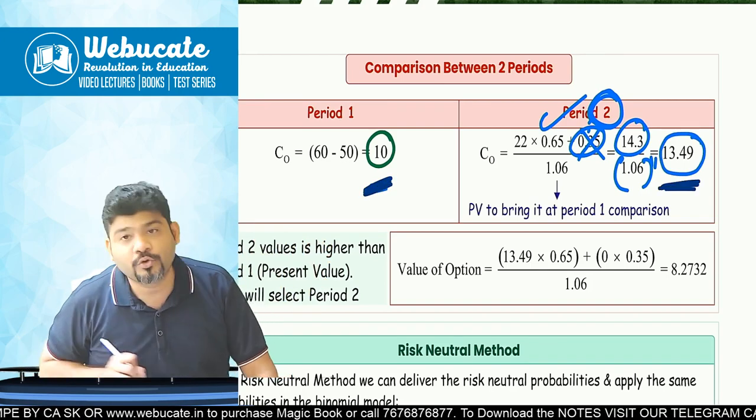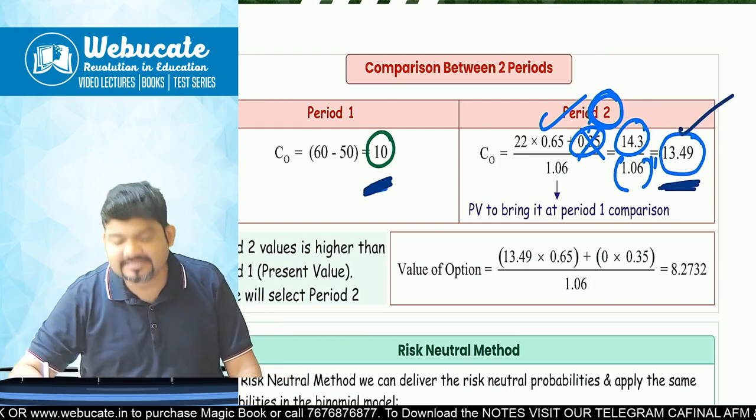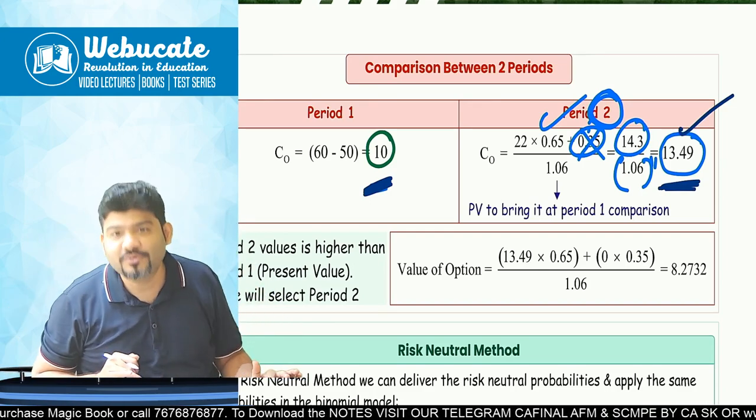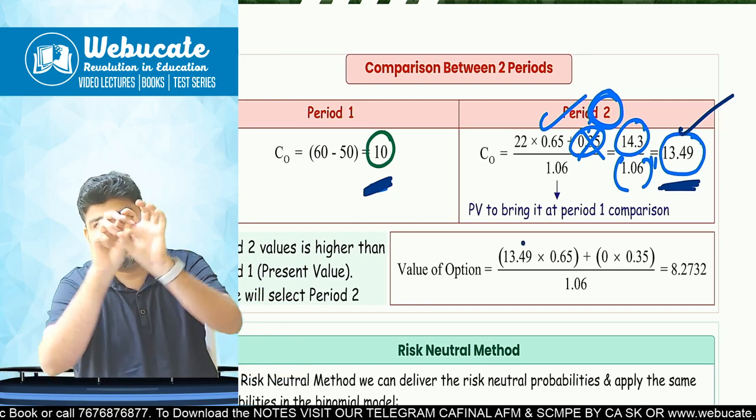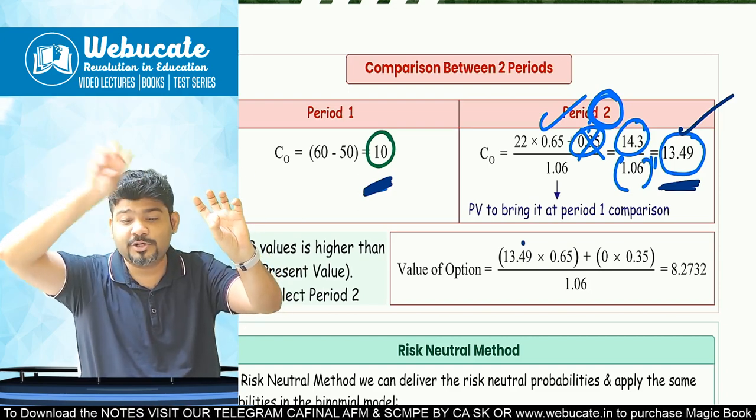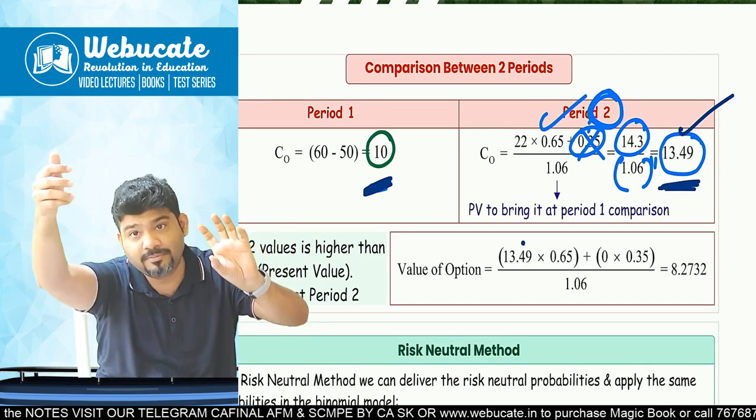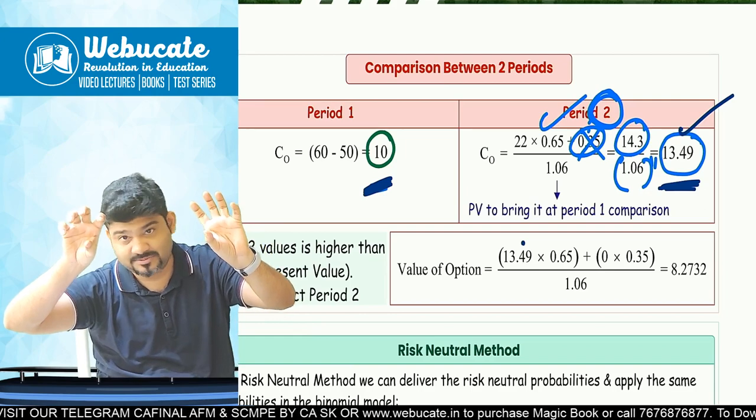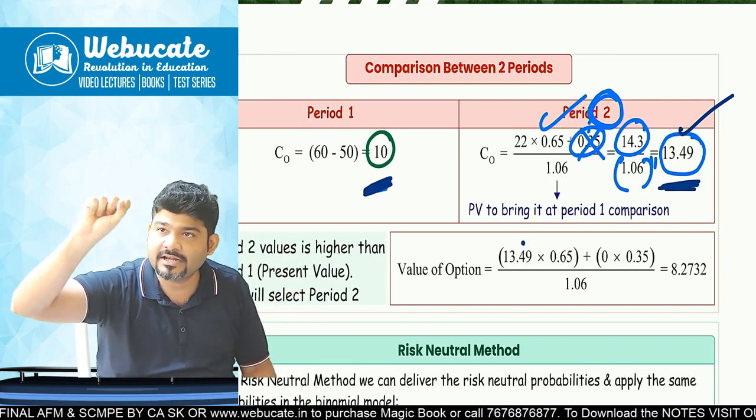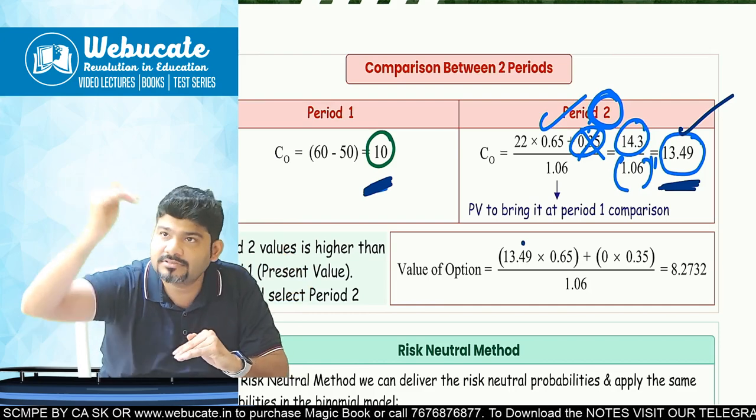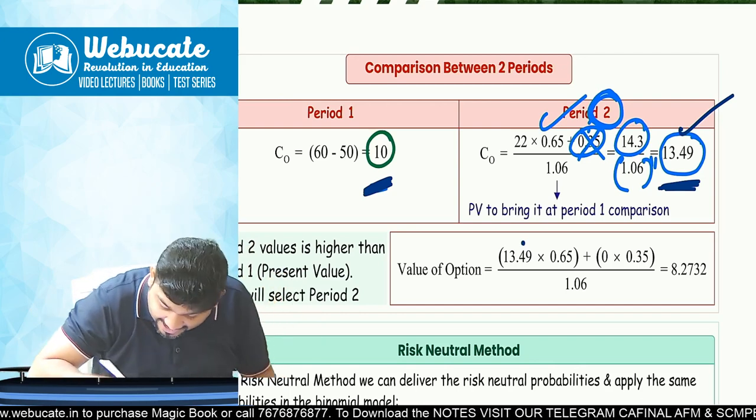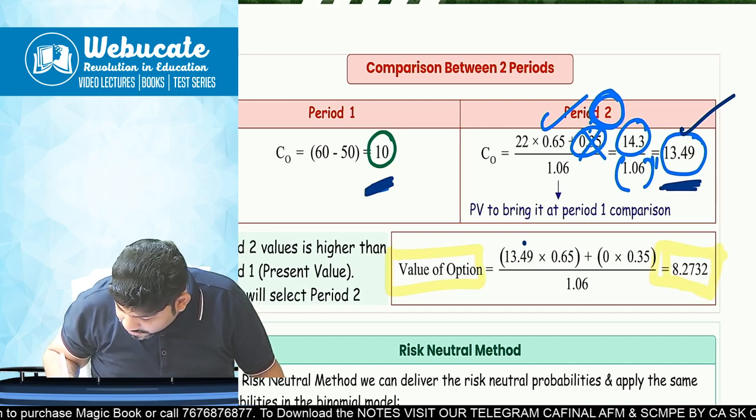Tell me, if you have taken the call option, you want the market to go to 10 or 13.49? Obviously 13.49, you will exercise at period 2. And then that also you will bring to the present value. See, period 1 or period 2, we have two options. When do we want to exercise? If you are exercising at period 1, 10 rupees profit. If you are exercising at period 2, 22 rupees profit, but with a 65% probability, brought to period 1 by 1.06 present value. So, 13.49. Comparison, 13.49 is better. Bye bye 10. 13.49 finalized. Again, bring it to the present value. The 13.49 chances are again 0.65, so we bring it to the present value with 1.06. And that's how we will get the value of the option.